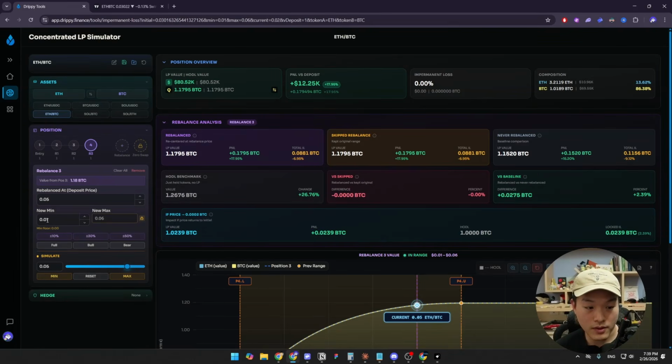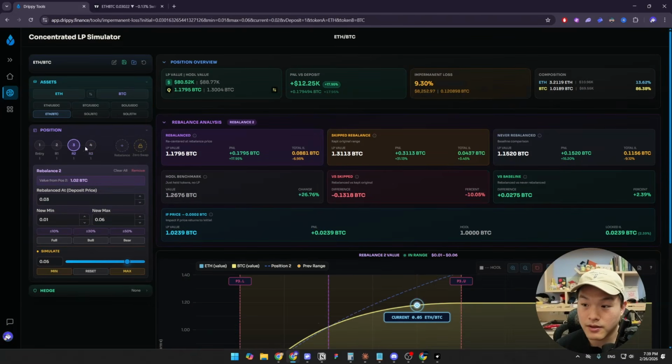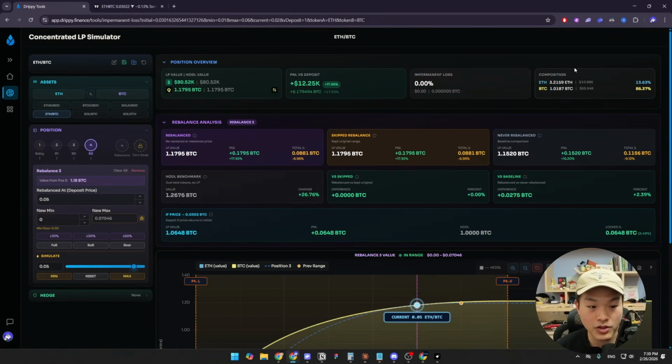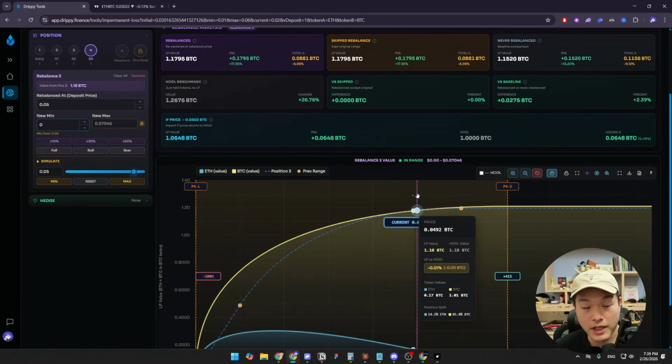So what I could do is actually set the range all the way to zero or very close to zero. I could do that, right? It's going to calculate the new max range that would allow you to not swap any rebalance. If you go all the way to zero, there's going to be a slight discrepancy here. I think it's a bug that we still need to fix, but it should be pretty close. And you can see at zero and 0.07046. So you're going to be able to expand the range.